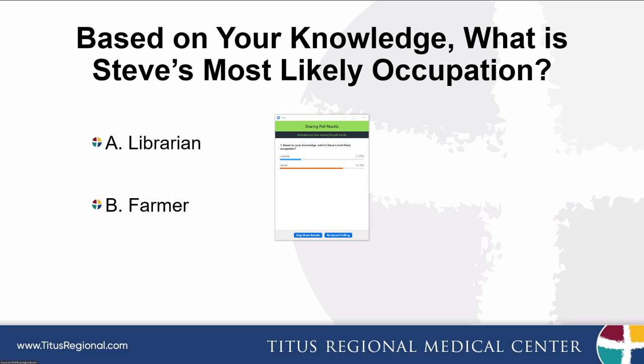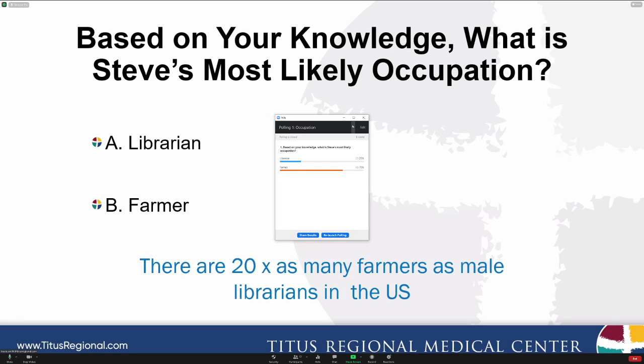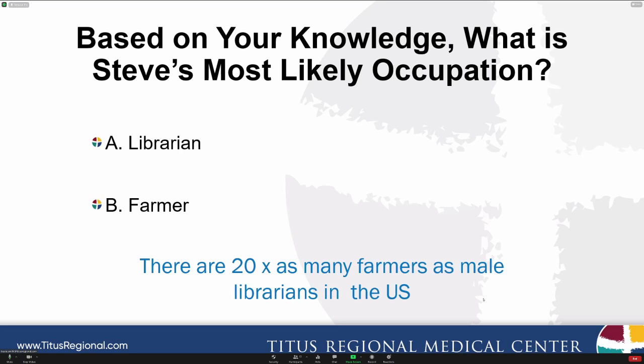All right, very good. So actually, most of you picked the choice that he would be a farmer. And that's actually a very good choice because there are 20 times as many male farmers in the United States as there are male librarians. So this is important when we think about doing a test on a patient. We need to know what's the incidence or likelihood that a patient has a problem before we do a test, because that helps us interpret the results of the test.